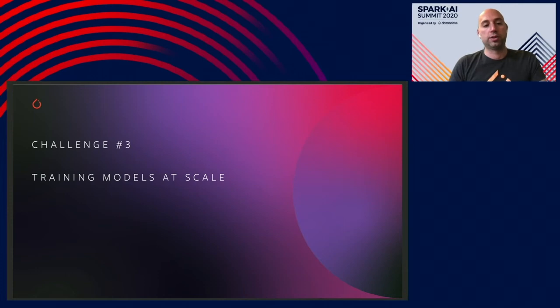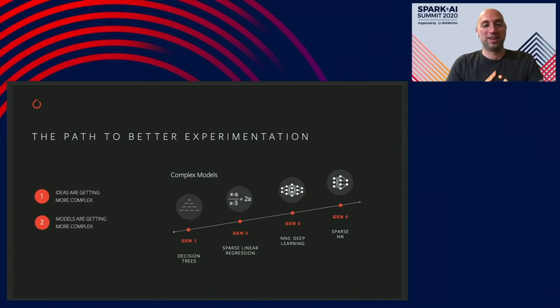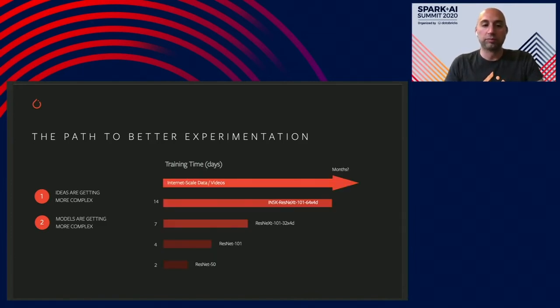Okay, so the next challenge is really how do we train models at scale? We've already touched on training models at scale quite a bit, but I do want to talk about it a little more in depth and jump into some of the libraries that we're using here. This is a really nice progression that we've seen, for example, with our ads and ranking models, starting with decision trees, going to sparse linear regressions, over to deep learning, to sparse NN. And then of course, we're beyond that now, and working on some other crazy stuff. But the point is these ideas are getting more complex, and the models themselves are getting larger and larger. So we needed to develop a number of tools to address this.